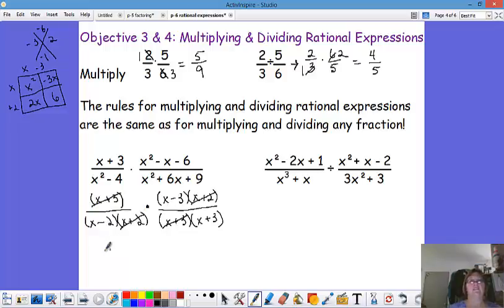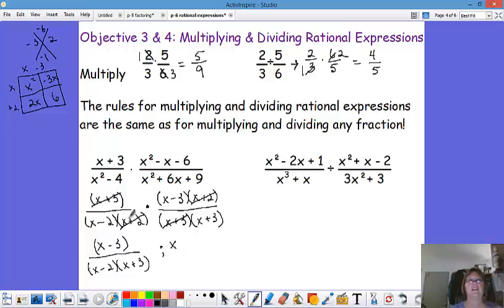What that leaves us with on top is one factor of x minus 3, which you could leave in the parenthesis, that won't hurt anything. On the bottom, we have an x minus 2 and an x plus 3. Nothing else will cancel there, but we must remember, folks, there are some values for x that are not allowable here.